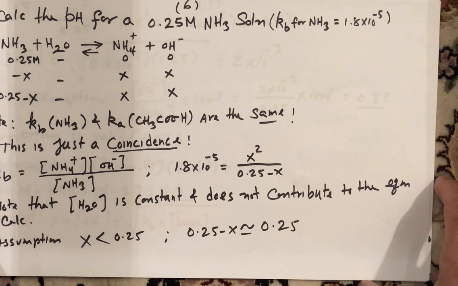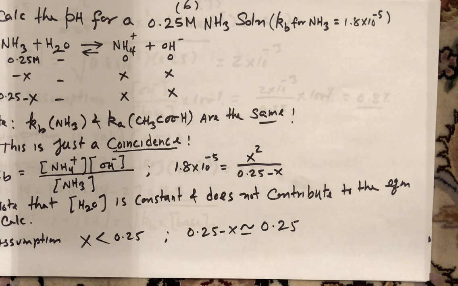So, to demonstrate the concept of pH for weak bases, I have this simple example. What is the pH for a 0.25 molar NH3 solution? NH3 is ammonia, a weak base. The Kb for ammonia is 1.8 times 10 negative 5, given to us. Now, it's just a coincidence that the Kb for ammonia and the Ka for acetic acid happen to be the same. It's just a coincidence, okay?